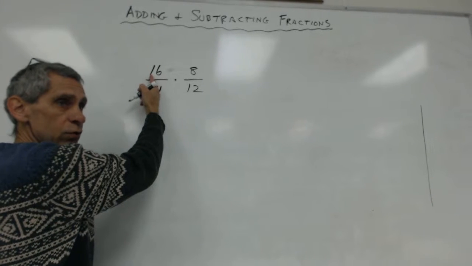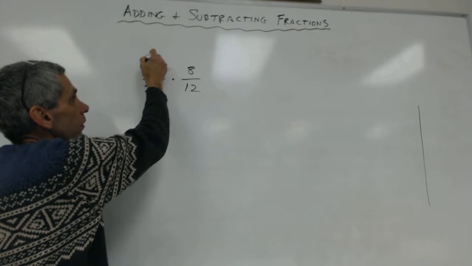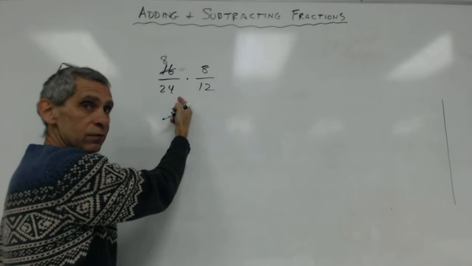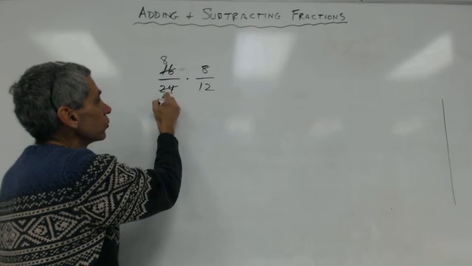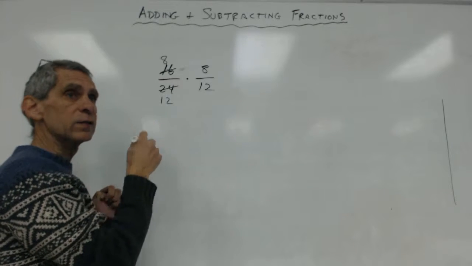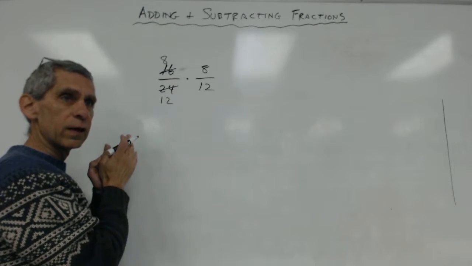Okay, so 2 goes into 6. So 16 divided by 2 is what? 8. So I cross that out and I put in 8. 24 divided by 2. If I divide the top by 2, I've got to divide one of the bottoms by 2, right? 24 divided by 2 is 12. It's upstairs, downstairs, reducing.